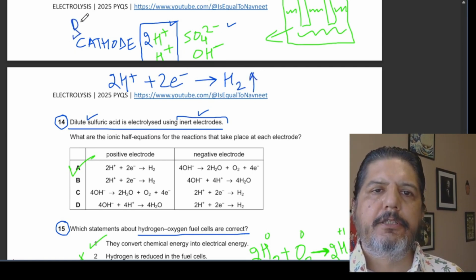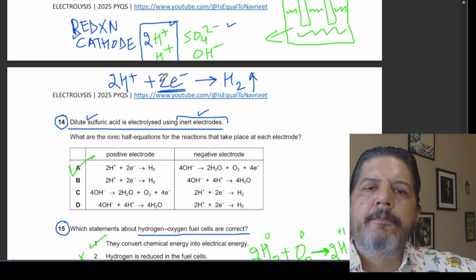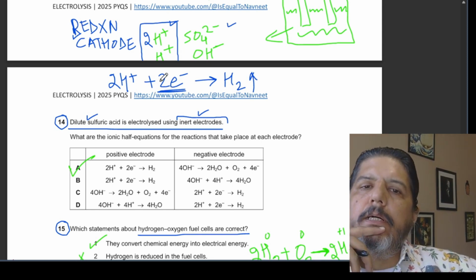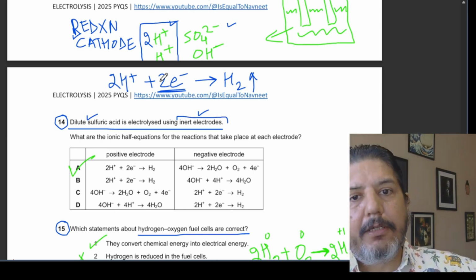Reduction takes place at the cathode. Reduction is gain of electrons. So these two electrons are gained by the H+ cation and hydrogen gas gets liberated. So this is the reaction that we have at the cathode.